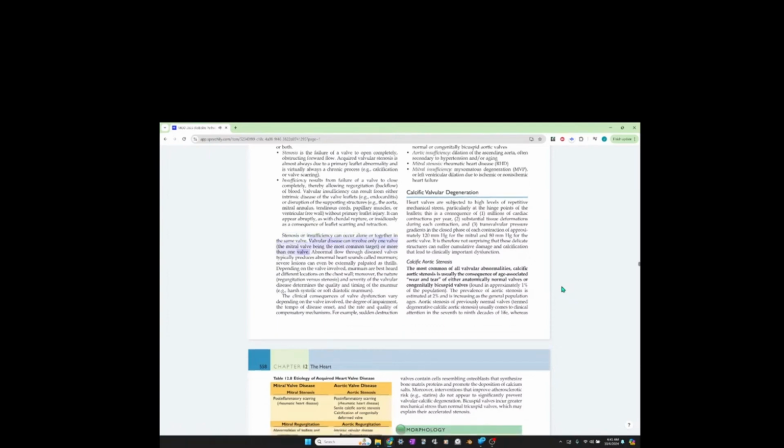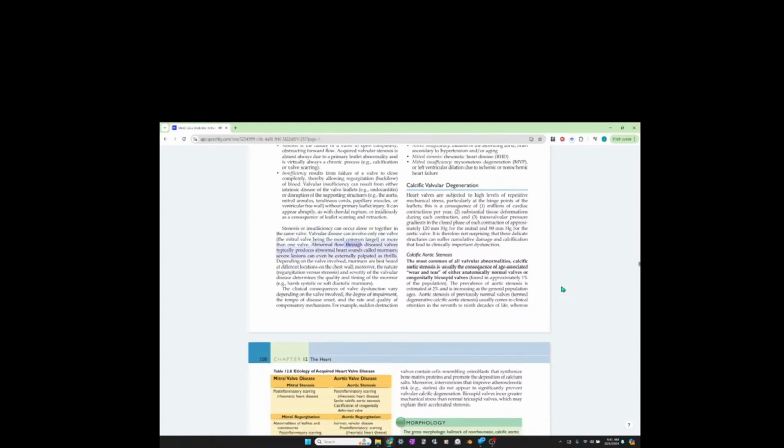Abnormal flow through diseased valves typically produces abnormal heart sounds called murmurs. Severe lesions can even be externally palpated as frills. Depending on the valve involved, murmurs are best heard at different locations on the chest wall. Moreover, the nature and severity of the valvular disease determines the quality and timing of the murmur.